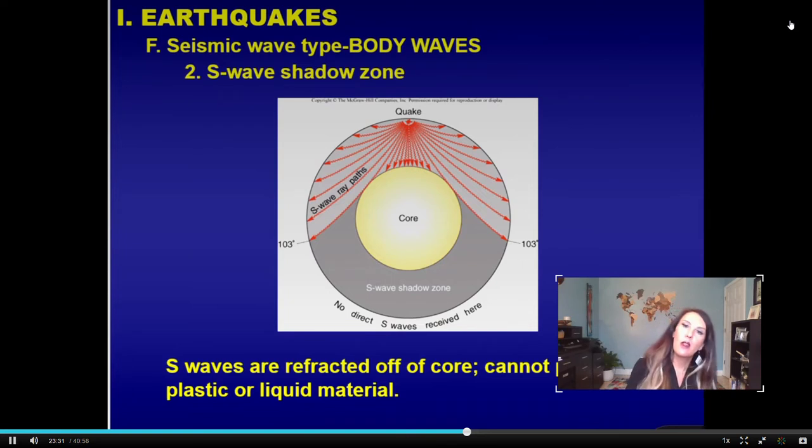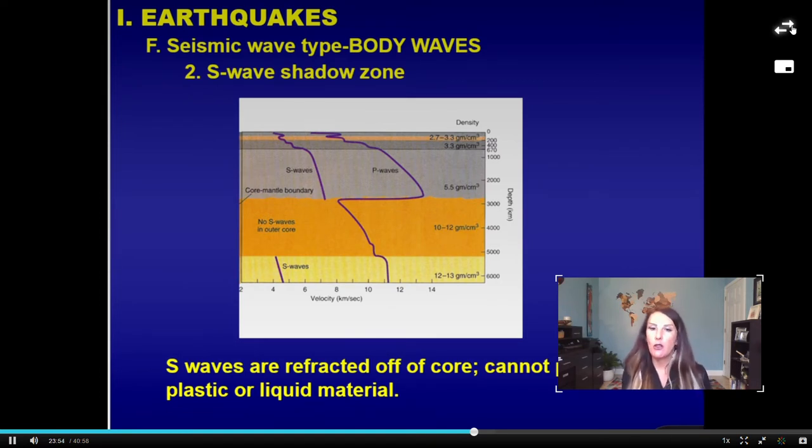So again, just to review, you have your seismograph station, there's been an earthquake, and your seismograph is going to record a P wave, and then it's going to record an S wave. S waves always have greater amplitude than the P waves, so you can distinguish them on a seismograph, which I'll show you in this lecture.